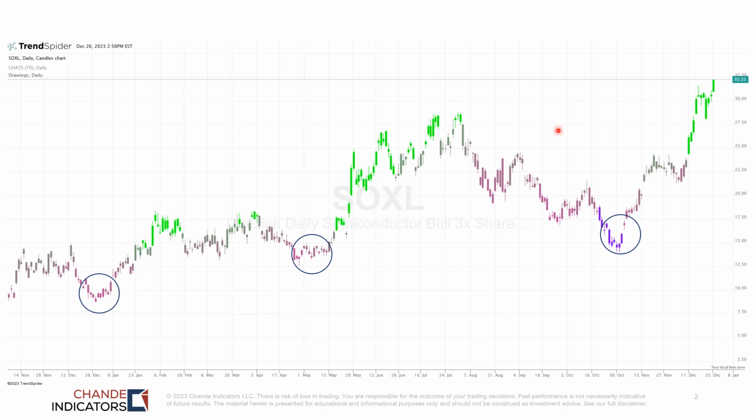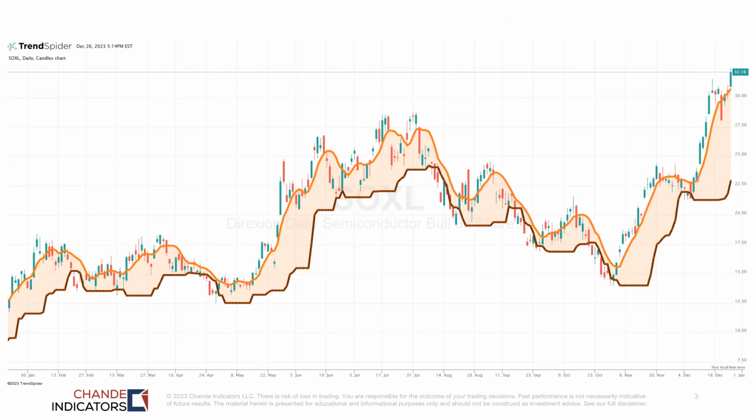Let's find out. We're going to do that using the BLAST indicator. This is the BLAST indicator applied to daily SOXL data. The orange line is the entry trigger or the entry line, and the brown line is the exit trigger or the exit line. The next slide will show you how we can use it to generate signals.